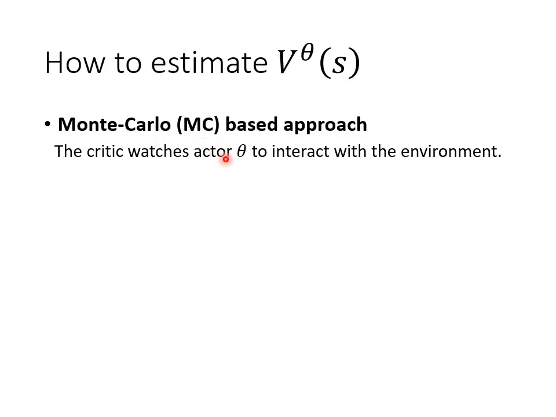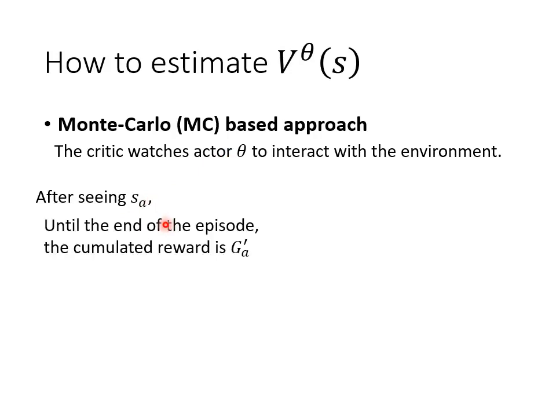You just let the actor interact with the environment. Let it interact many rounds. After the actor interacts with the environment, plays the game, we will get some game records. You will find that, if the actor sees S_a, the coming cumulated reward will be G_a'. You have played a lot of games and finished them. We know that when the agent sees observation S_a, the cumulated reward will be G_a'. I omitted discounted here. Anyway, you know what I mean.